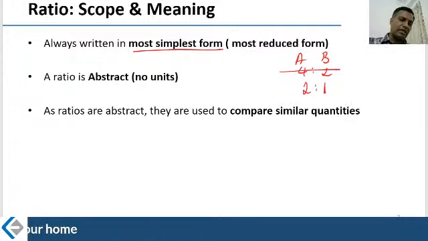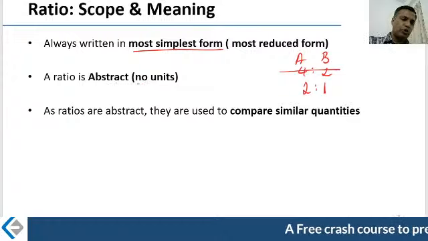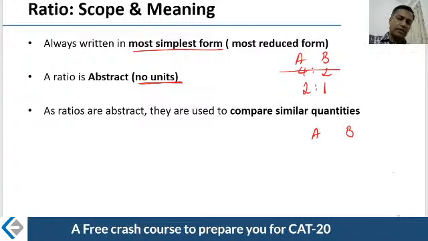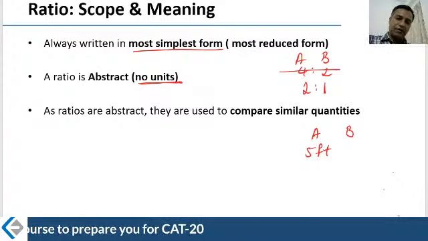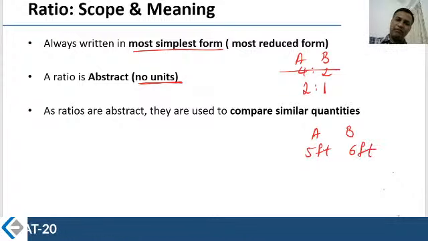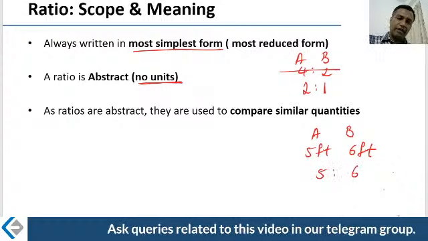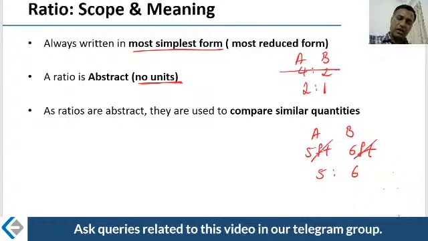Now, ratios are abstract in nature. What do I mean? They have no units, because you're comparing like things. Assume that you are comparing the heights of person A and person B. One person is 5 feet tall and the other person is 6 feet tall. Therefore, you could say the ratio is going to be 5:6. The units get cancelled.